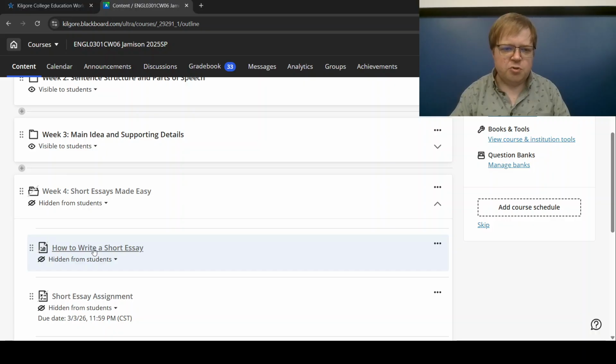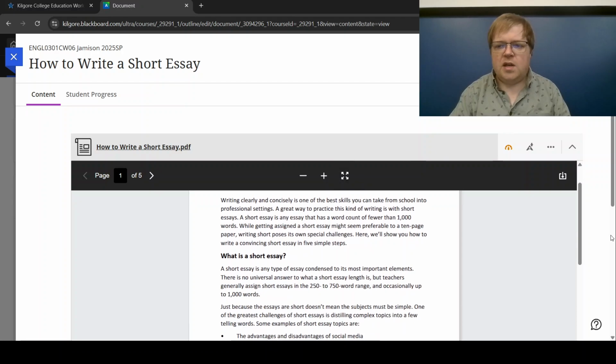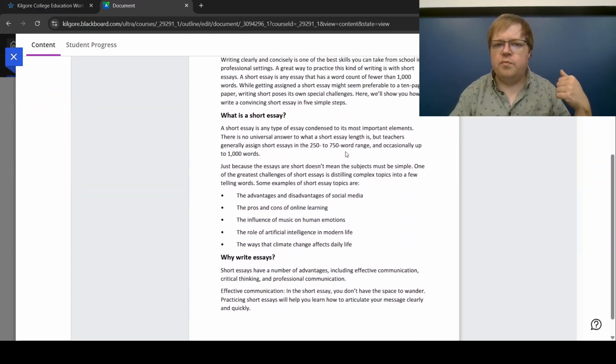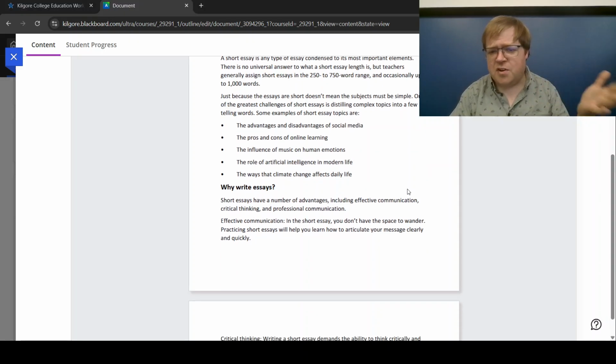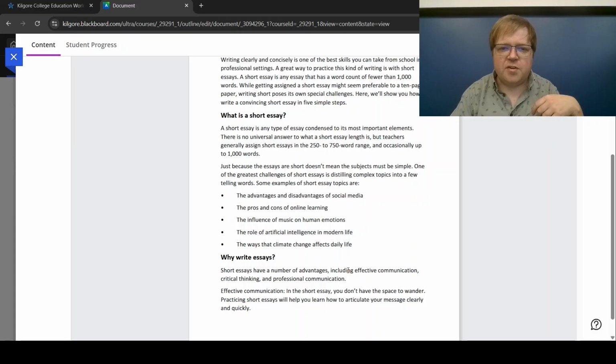First part here is a short reading, and if you open this up, it's a PDF, and it just goes through some of the steps of how to write an essay like this, and why we write these essays. I've talked about this before. You're writing them because it helps reinforce your learning and helps you retain information, and because it models the process of learning. So it's going to talk about some of that here.